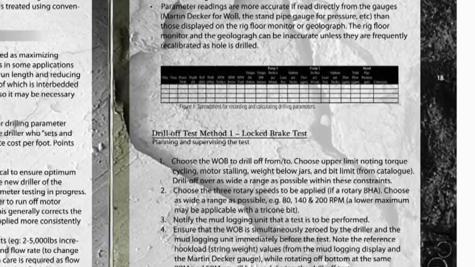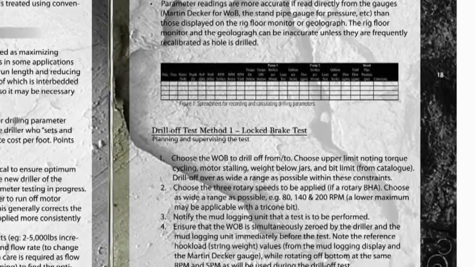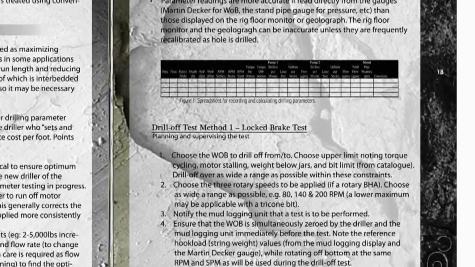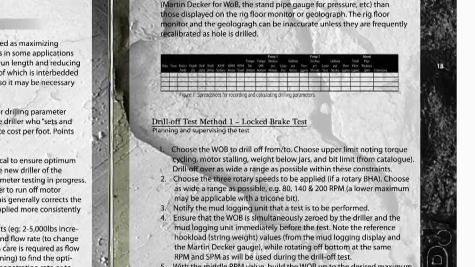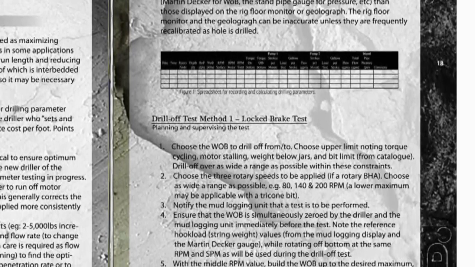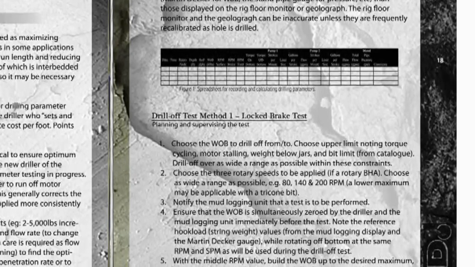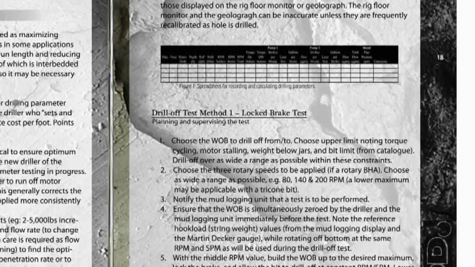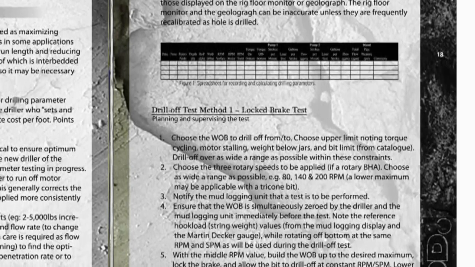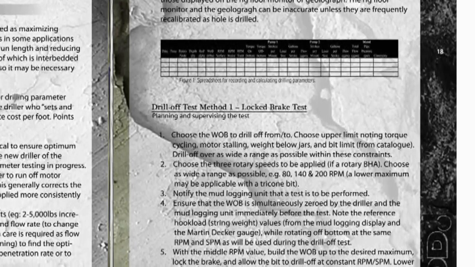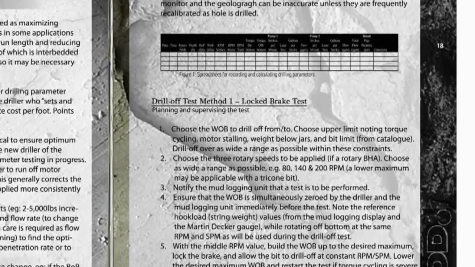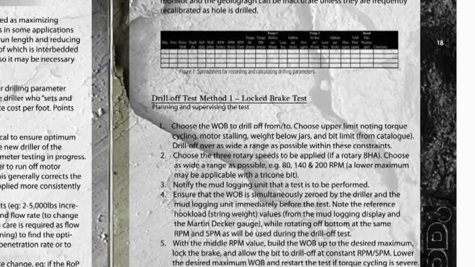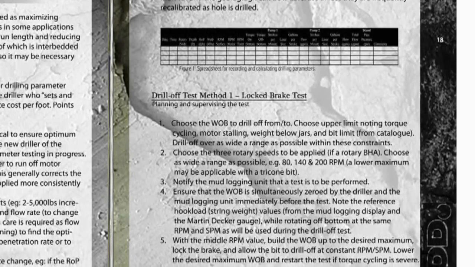3. Notify the mud logging unit that a test is to be performed. 4. Ensure that the WOB is simultaneously zeroed by the driller and the mud logging unit immediately before the test. Note the reference hook load, string weight values from the mud logging display and the Martin-Decker gauge while rotating off bottom at the same RPM and SPM as will be used during the drill-off test.